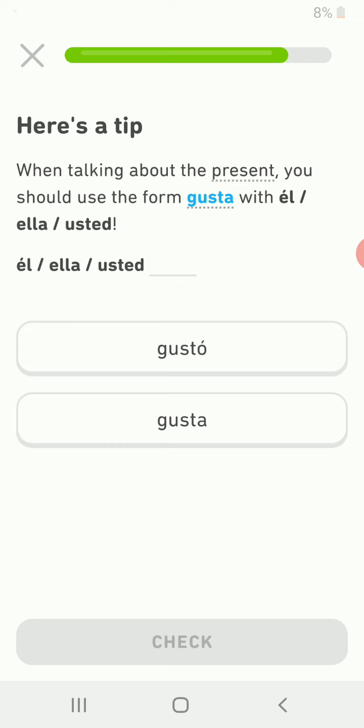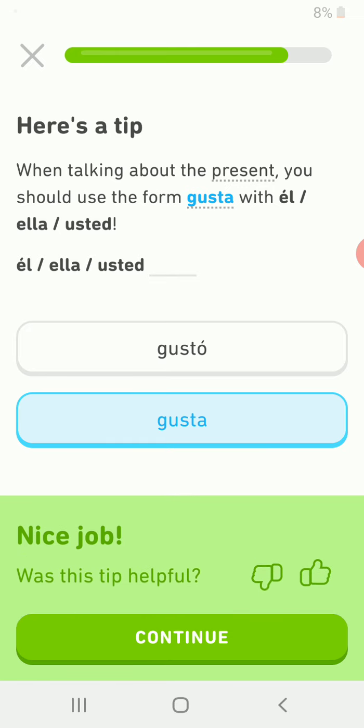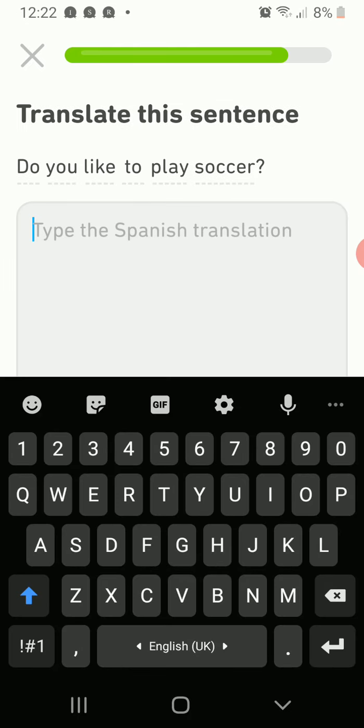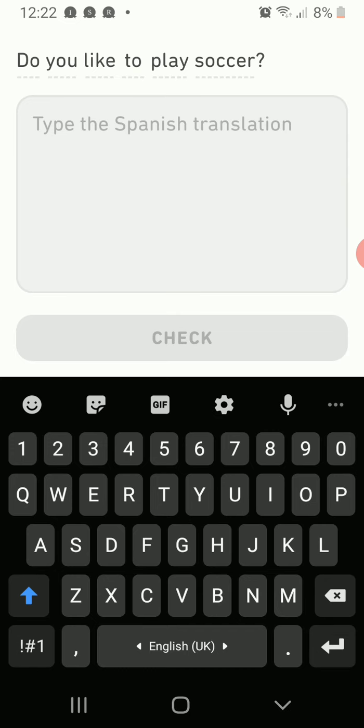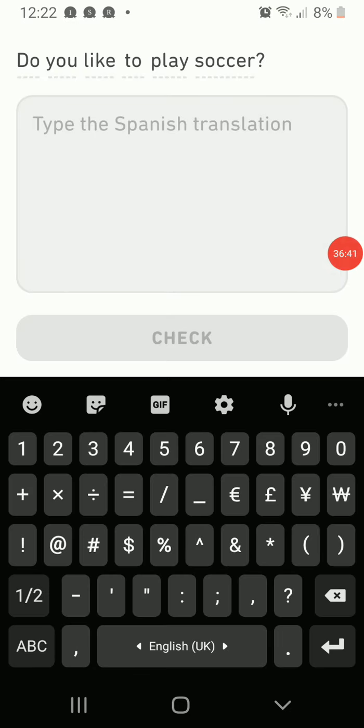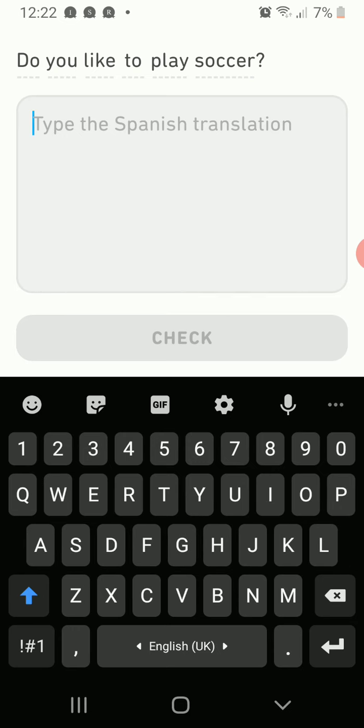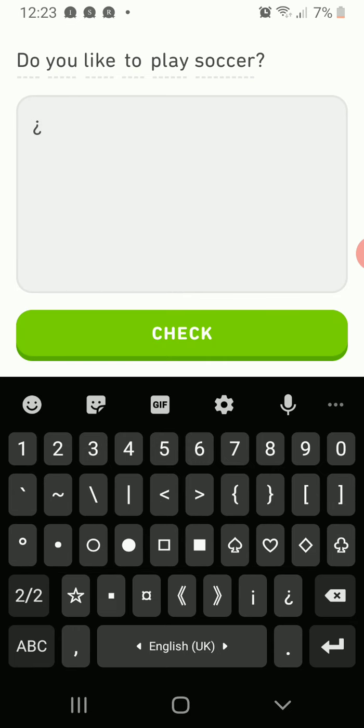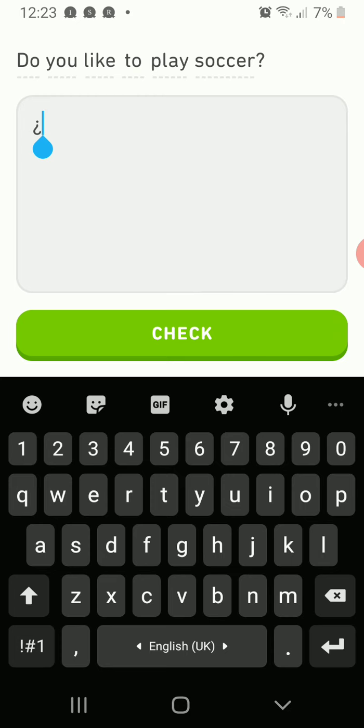So, when talking about the present, you should use the form gusta with él, ella, usted. So, gusta. Did I write gusto? That was not it. It's just hard. I think I'm running really bad on time, so I'll stop here. But let's do this. Do you like to play football? I'll try. I don't understand why I'm making mistakes here, but this is part of the learning process.